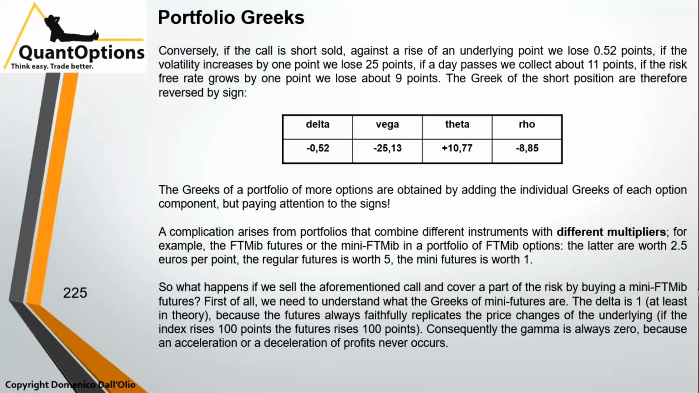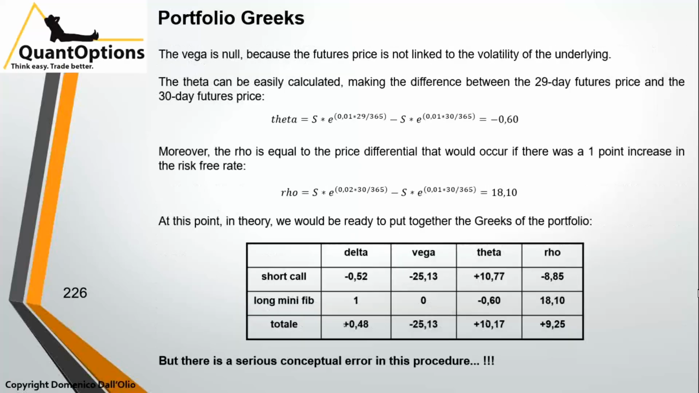Consequently, the gamma is always 0 because an acceleration or a deceleration of profits never occurs. The Vega is null because the futures price is not linked to the volatility of the underlying. The theta can be easily calculated, taking the difference between the 29 days futures price and the 30 days futures price. Indeed, theta is equal to spot price times e to the power of 1% times 29 days divided by 365, minus spot times e to the power of 1% times 30 days divided by 365, and this makes minus 0.60.